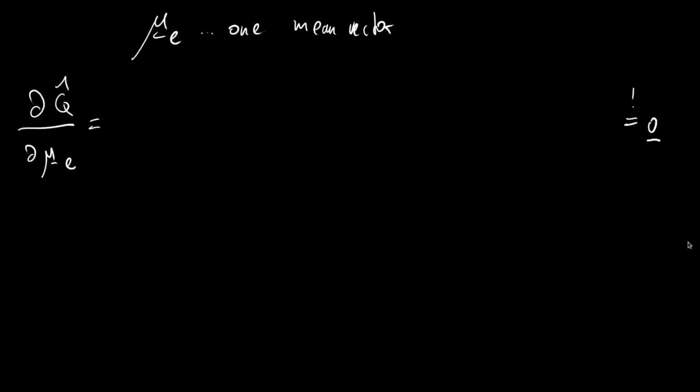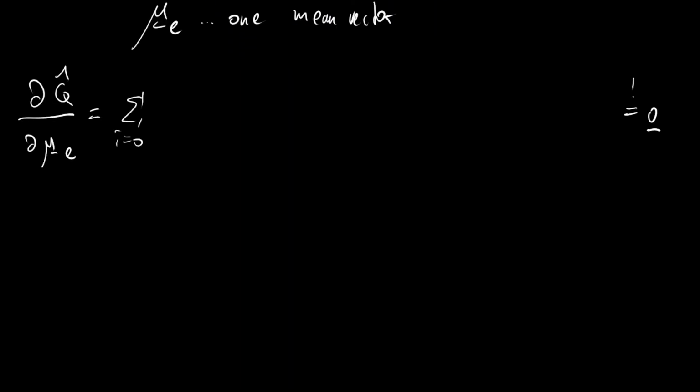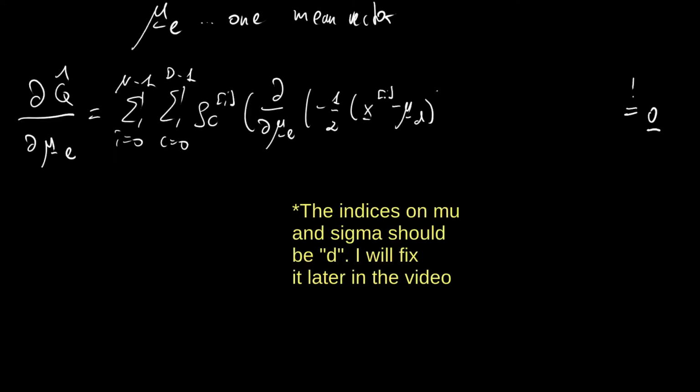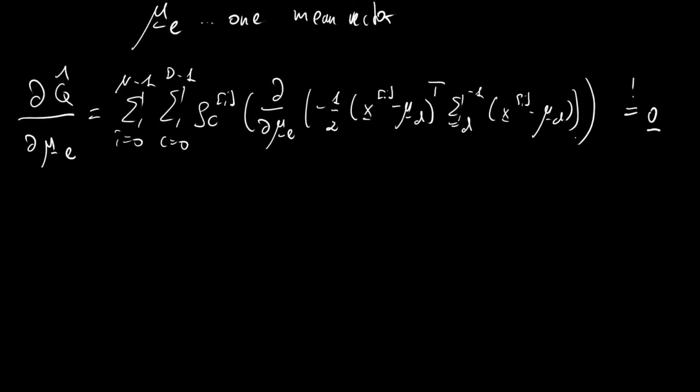So we have the double summation again, i = 0 to n minus 1, and c = 0 to capital D minus 1, and then rho c i. And then we have the opening bracket, and here we have the derivative with respect to mu e that propagated all the way to here. And then we apply this to minus 1/2, and then here we have the expression of (x i minus mu d) transpose, then sigma d inverse, and then (x i minus mu d). Then let's close this down with closing brackets.